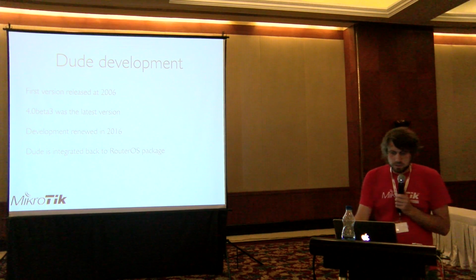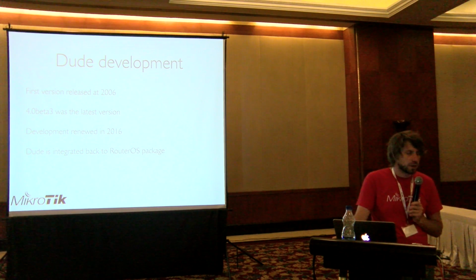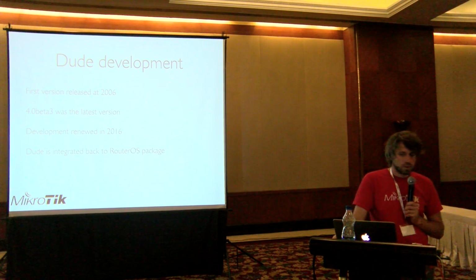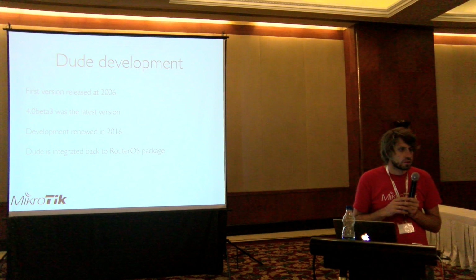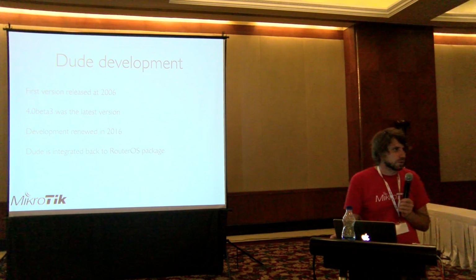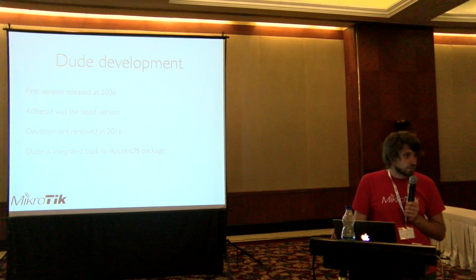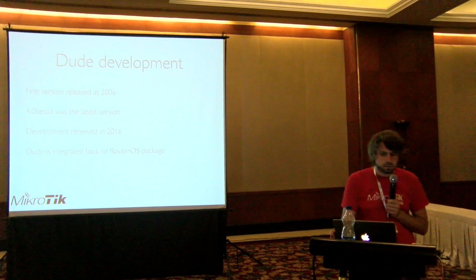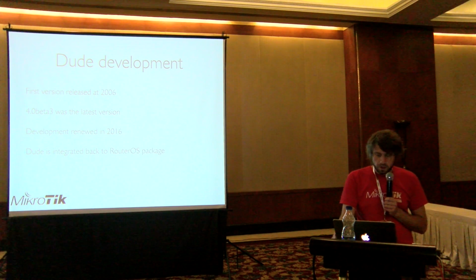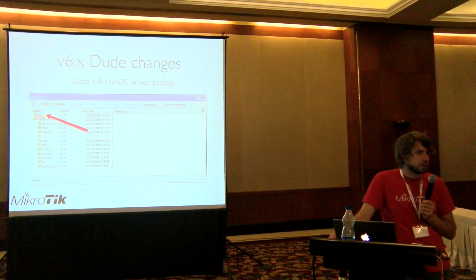So the next thing after what is the Dude: the Dude development. Firstly, we started making the Dude in 2006. It was a long time ago. And then the last stable version was 4.0 beta 3 that worked on Windows and different other operating systems. And in 2016, we started developing the Dude again. And I'm going to briefly speak about the biggest changes that are now available for the Dude.